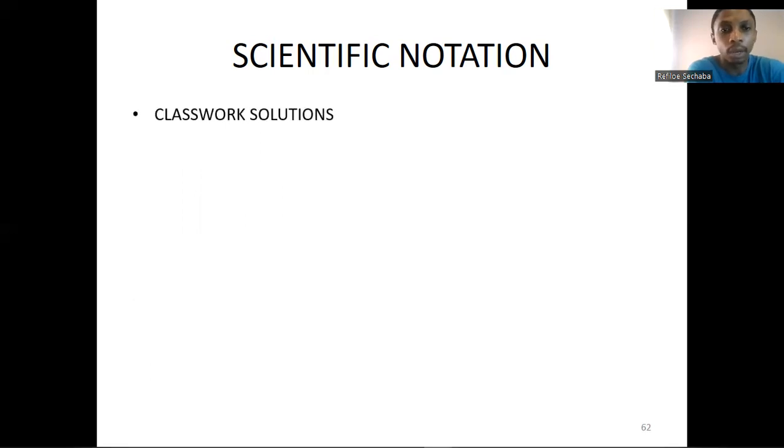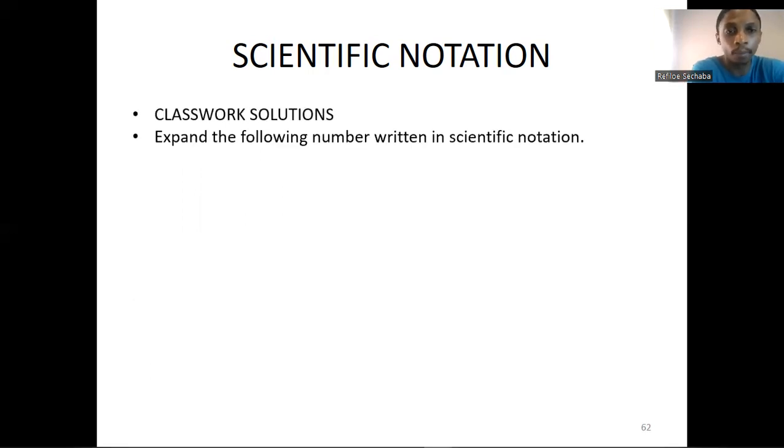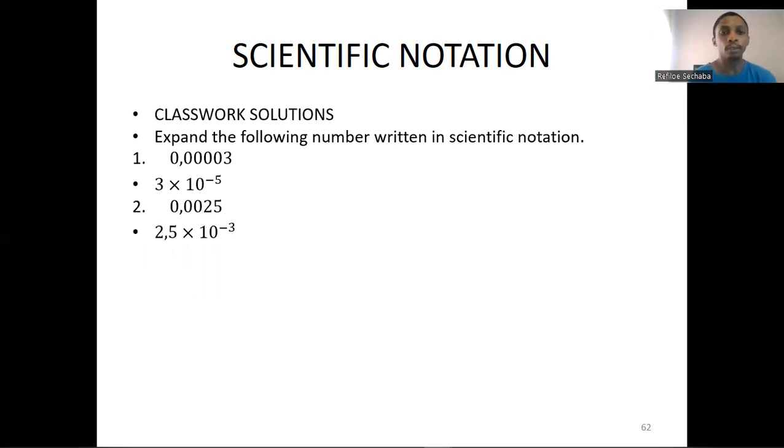All right, so how do we do number one? 0,00003 will be written as 3 times 10 to the exponent of -5 because we're moving it to the left. 0,0025 will be written as 2,5 times 10 to the exponent of -3.